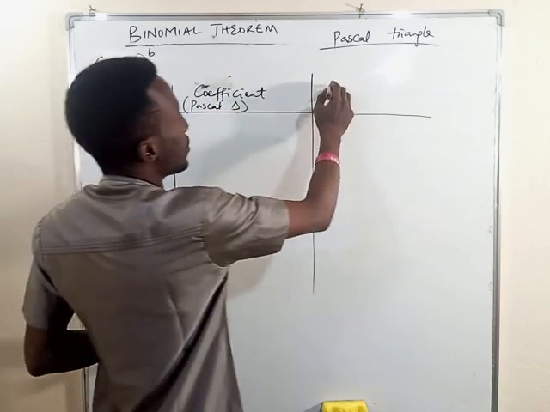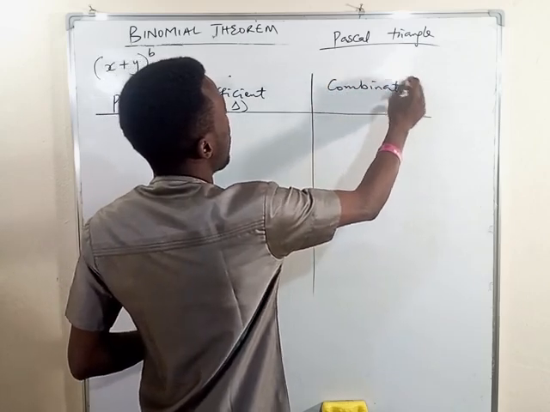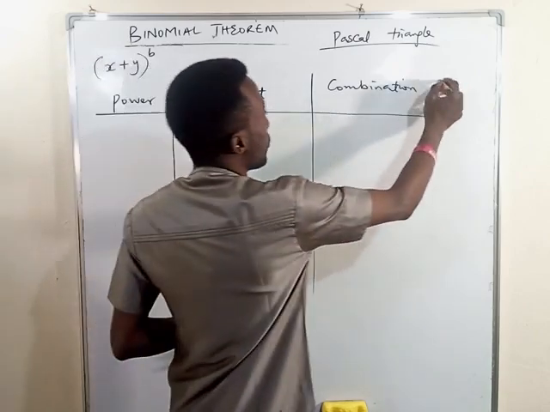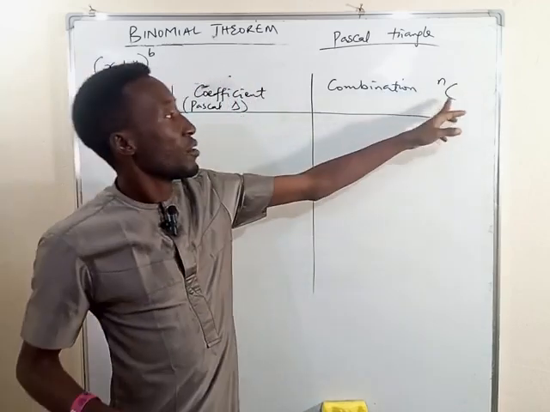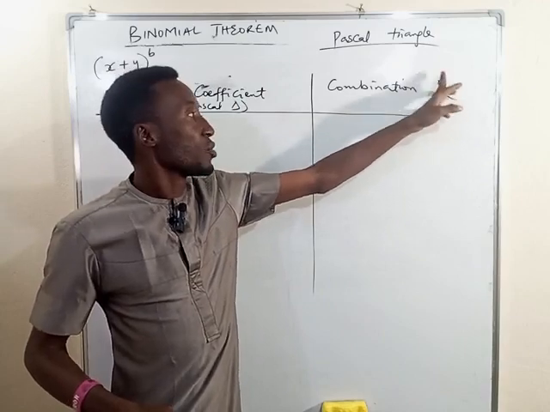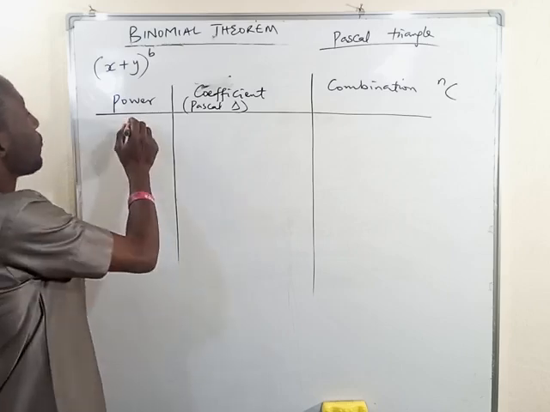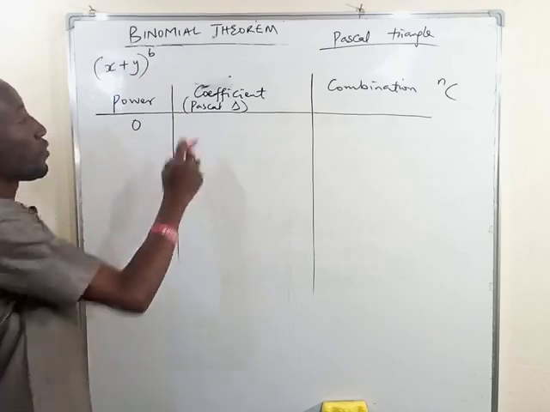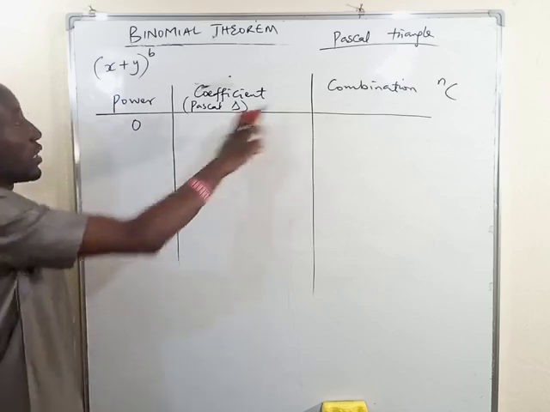And then we can also get it from the combination. If you don't use the Pascal triangle, you can use a combination. You see it in your calculator in this form, nCr. Most calculators carry C, while some carry n with what? C. Now, whenever this power b is 0, the coefficient is what? 1. I'll talk about that later.